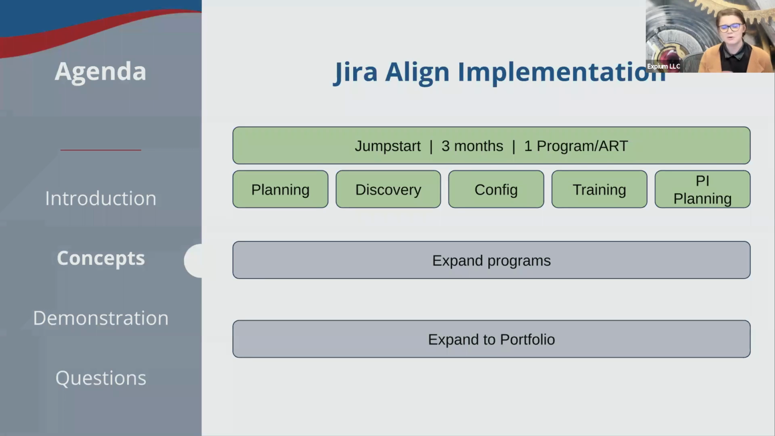That's usually the end goal, that we do all this work up to one of those PI planning events where teams and everyone involved in that event are able to utilize Jira Align. Of course, after that, we do any tweaks we need to the tool, and then we can start talking about expanding into more programs or even into the portfolio. These are the typical steps that you will see no matter really who you work with to implement Jira Align.